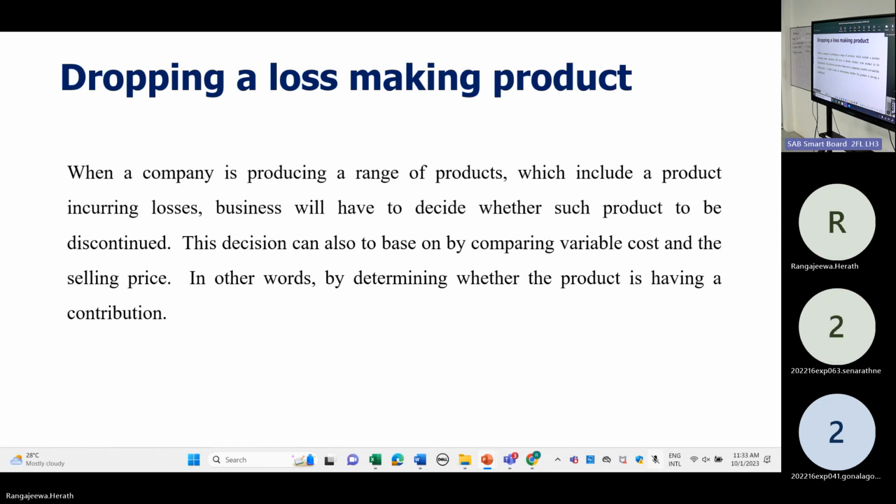You have to consider the variable cost and the contribution. Under normal circumstances, if a product is giving a positive contribution, you should continue the product. However, if there is avoidable fixed cost, that also should be taken into consideration.